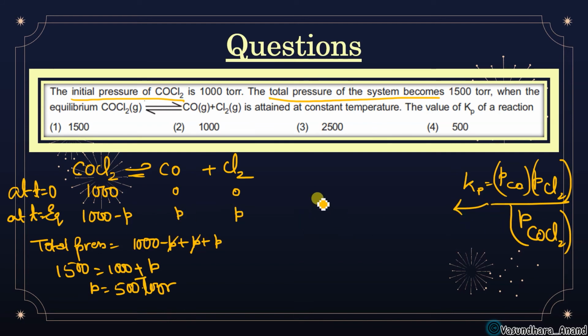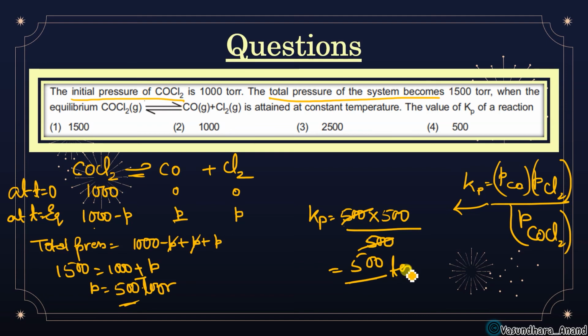Just put the value. Kp, if we look here, the partial pressure is P at equilibrium. So we can say that P of CO2 is P. And let me put the value directly. The partial pressure of CO at equilibrium is P, and the P we got is 500. So can I write 500? Similarly for Cl2 it is 500. And this is again 1000 minus P. So what will it be? 500. So Kp is equal to 500.